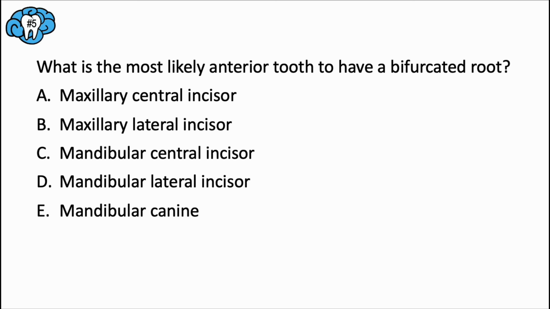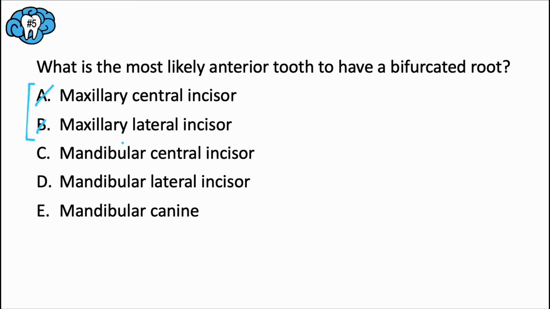Question number 5. What is the most likely anterior tooth to have a bifurcated root? Go ahead and pause the video and then we'll go over this together. So let's start by talking about the maxillary central, maxillary lateral, and just for kicks, the maxillary canine, although that's not included as an answer. 100% of the time, those 3 teeth will have 1 root and 1 pulp canal to go along with it. So we know it's not going to be A or B.